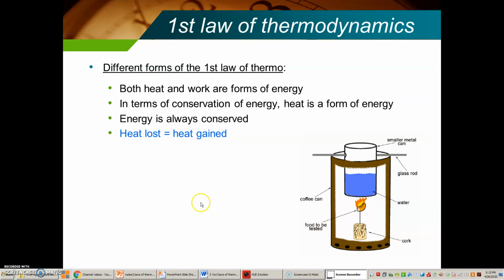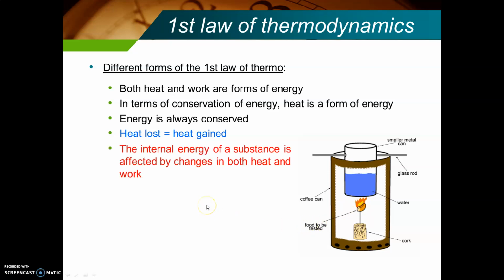All right, but the last statement here is probably the most common in terms of physics. And that says that the internal energy of a substance is affected by changes in both heat and work. So you could write the first law of thermodynamics as an equation. If you wanted to write it as an equation, the internal energy is affected by changes in heat and changes in work.